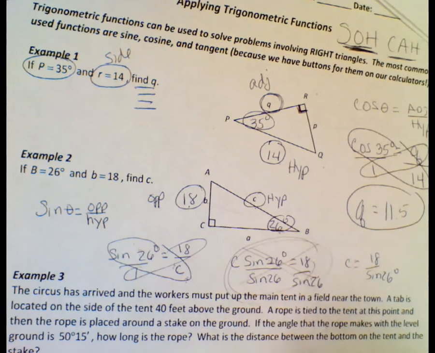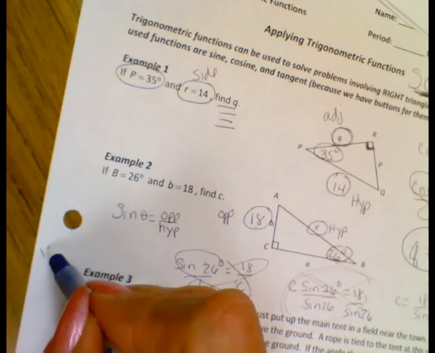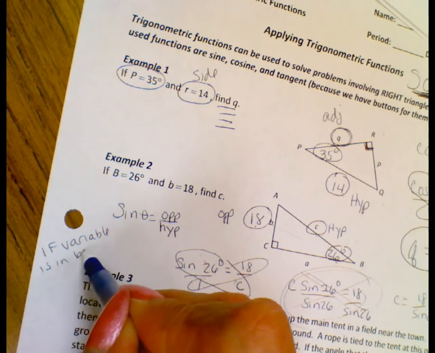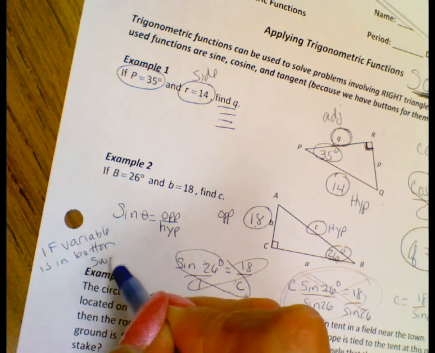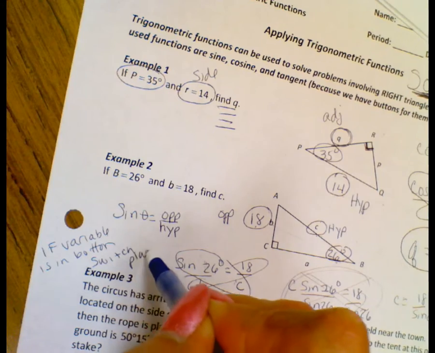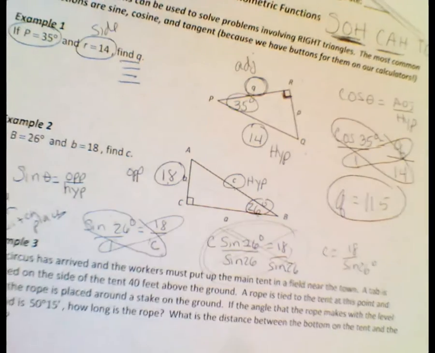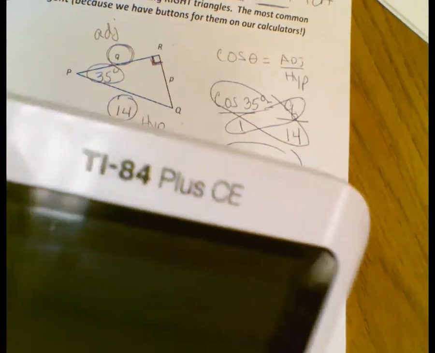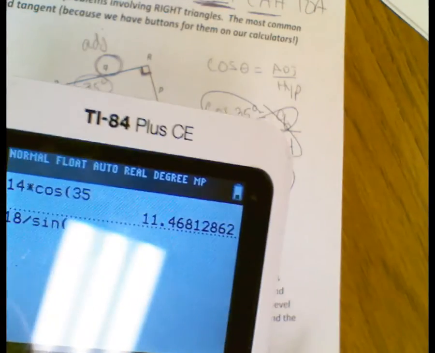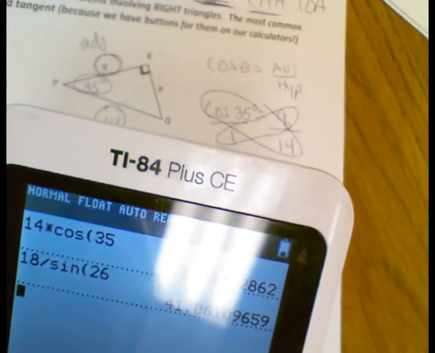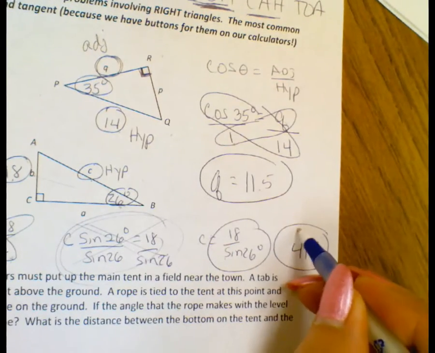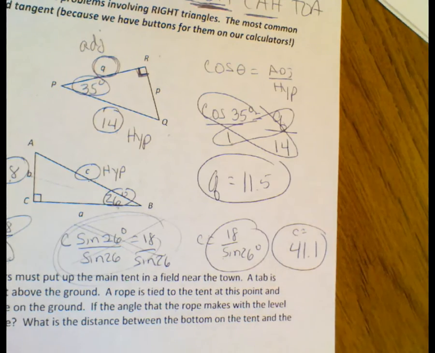So whenever the variable's in the bottom, write that down. If the variable is in the bottom, switch places with the angle. Okay, so now we're over here. So punch it in your calculator. It's 18 divided by sine 26. 41.1. So that means that side C is 41.1. That's the hypotenuse.